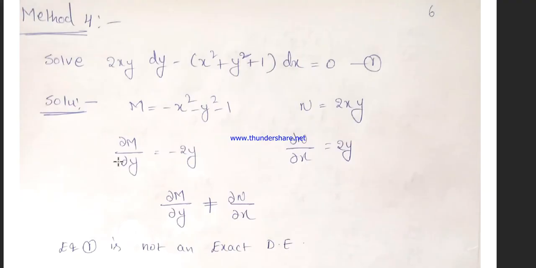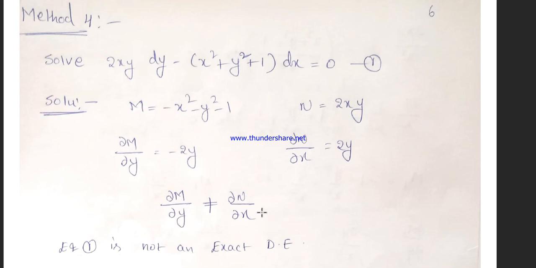Now I will explain with the example: 2xy dy minus (x square plus y square plus 1) dx equal to 0. Here M, the dx coefficient, is minus x square minus y square minus 1, and N is equal to 2xy. So ∂M/∂y is equal to minus 2y, because the derivatives of x square and 1 are 0, and the derivative of y square is 2y. And N is 2xy, so ∂N/∂x is equal to 2y; the derivative of x is 1 and 2y is constant. Here it is minus 2y and there it is 2y, so ∂M/∂y is not equal to ∂N/∂x.